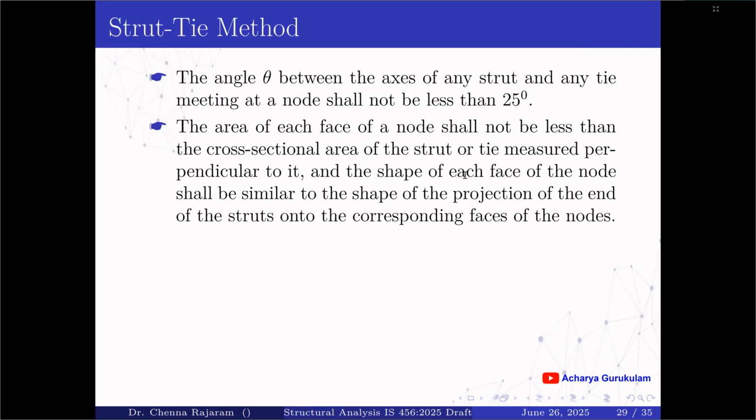The angle theta between the axis of any strut and any tie meeting at a node shall not be less than 25 degrees. The area of each face of the node shall not be less than the cross-sectional area of the strut or tie measured perpendicular to it, and the shape of each face of the node shall be similar to the shape of the projections of the end of the struts onto the corresponding faces of the nodes.